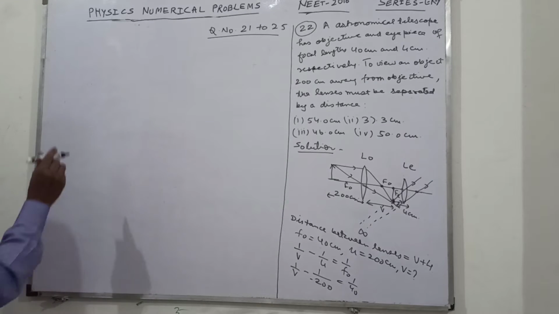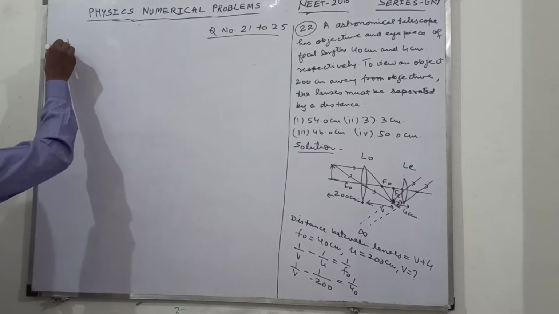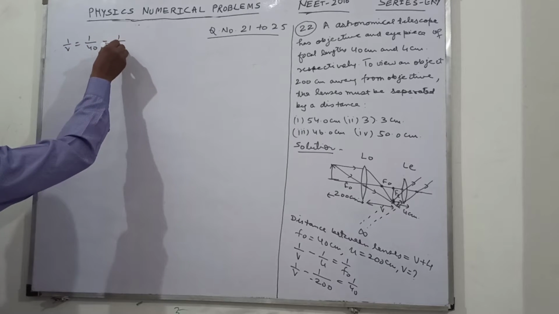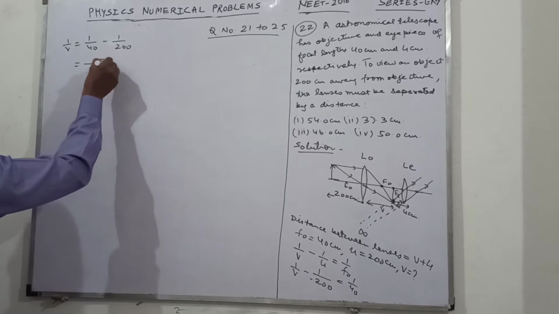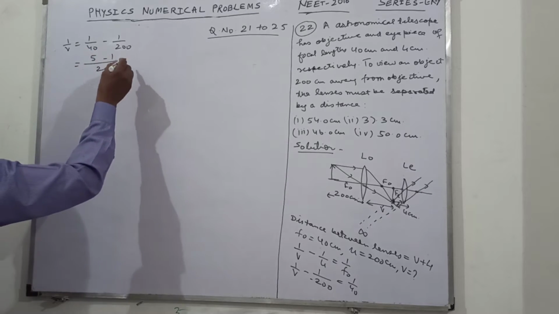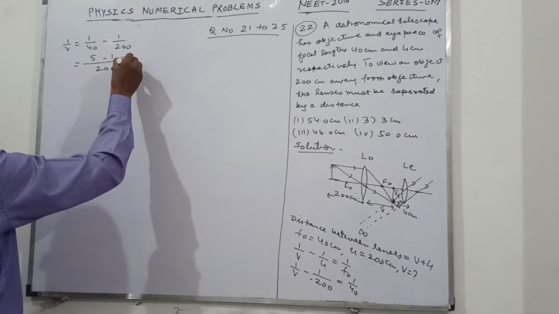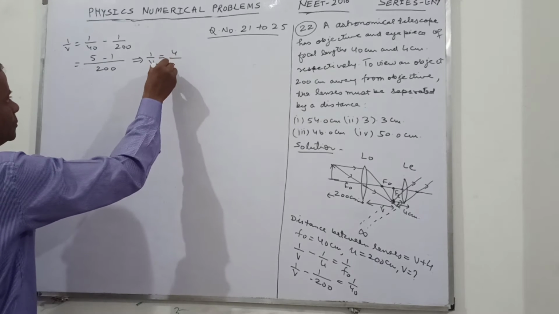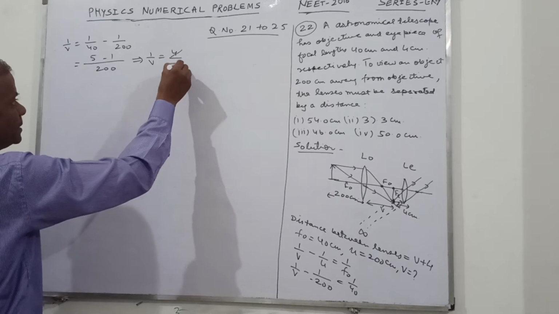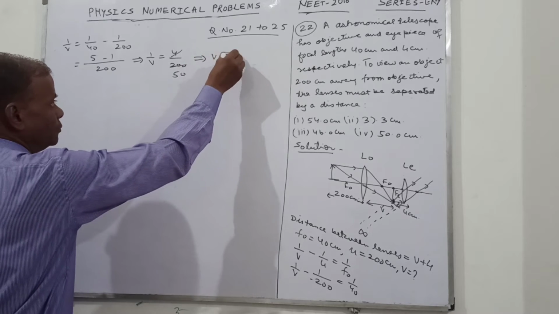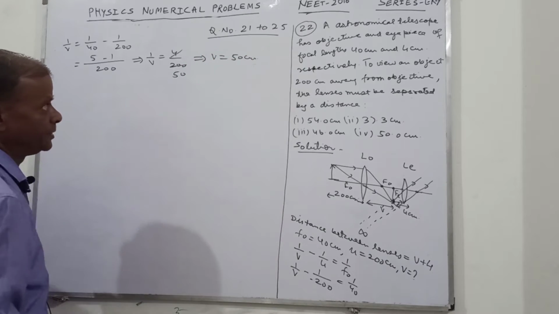So this 1 upon V is equal to 1 upon 40 minus 1 upon 200. So now we take LCM 200. So this is now your 5 minus 1. So 1 upon V equal to 4 upon 200. Now this will cancel, 50. So from here V equal to 50 centimeter.